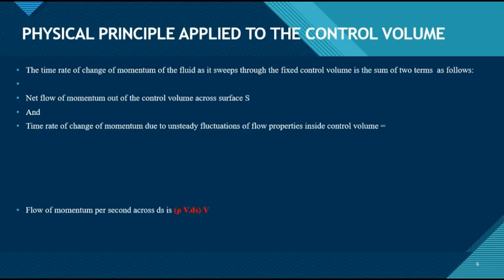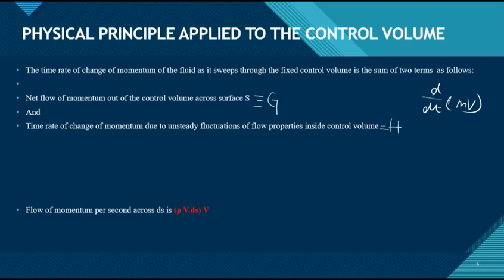Proceeding with the right hand side of the equation, which was d by dt of mv. That says the rate of change of momentum. So on the right hand side, we have the rate of change of momentum of the fluid as it sweeps through the fixed control volume. Now, this time rate of change of momentum is a sum of two terms. What are those two terms? The first term is the net flow of momentum out of the control volume across the control surface S. Let us denote this term by the letter capital G. And the second term would be the time rate of change of momentum due to unsteady fluctuations of flow properties inside the control volume. Let us denote this term by capital H.